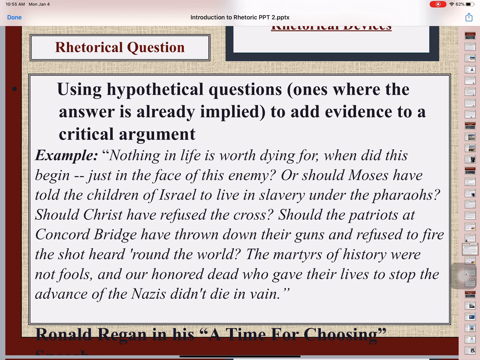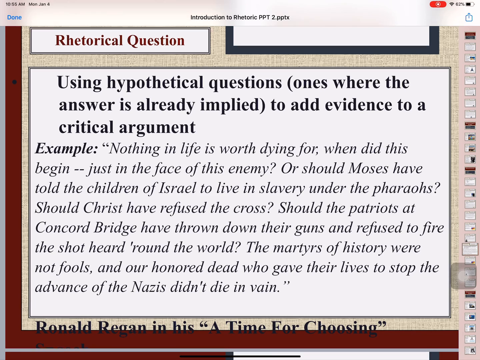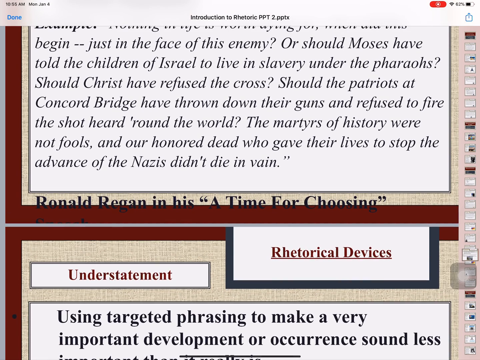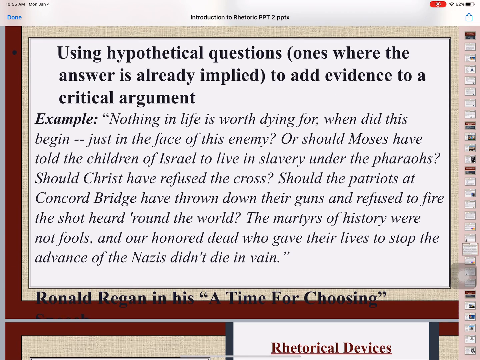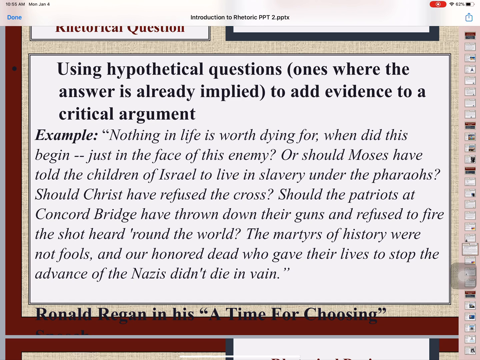So all of those questions with those biblical and American heroes, should Moses have done that? Well, of course not. We all know no. Should Christ have refused? No, we needed him. Should the patriots, we're glad they didn't throw down their guns. So the answer is already implied. This is from Ronald Reagan's A Time for Choosing. So not just did he use hypothetical questions as devices in rhetoric, but also the biblical allusion.